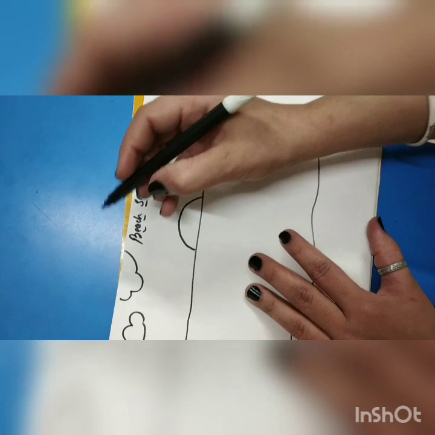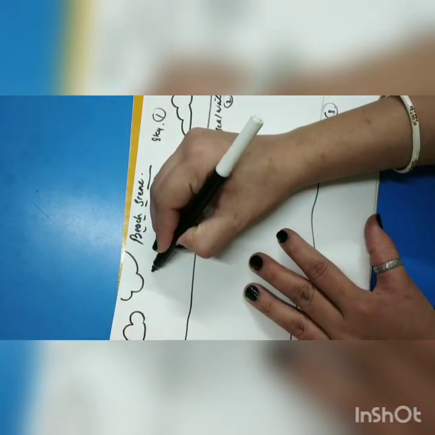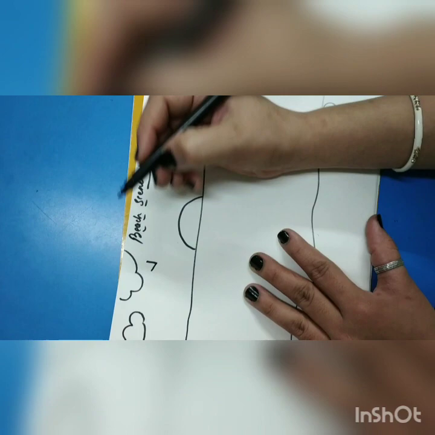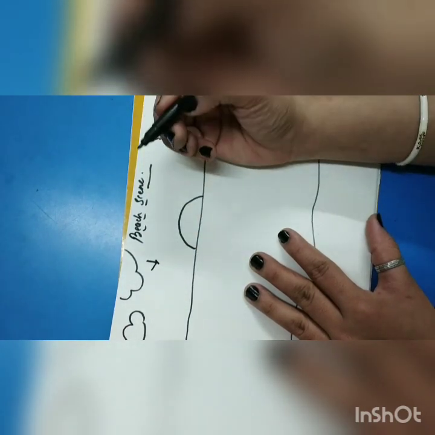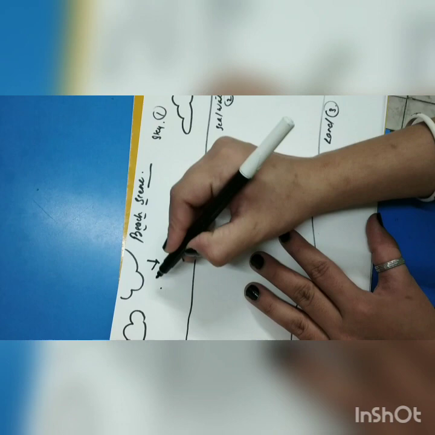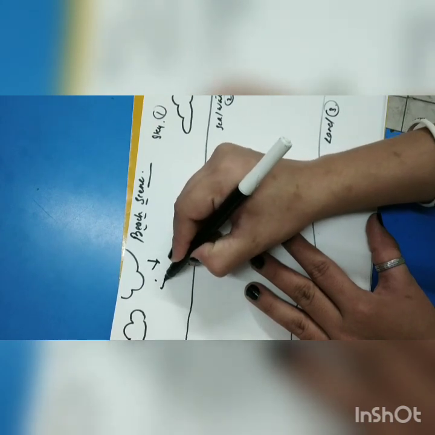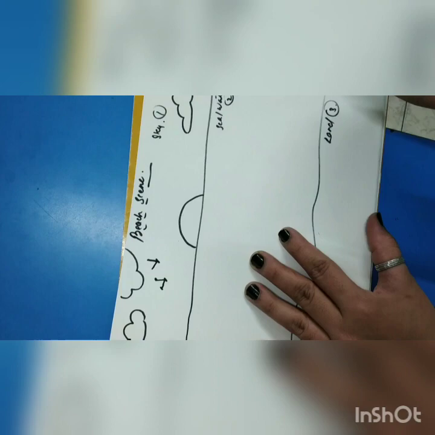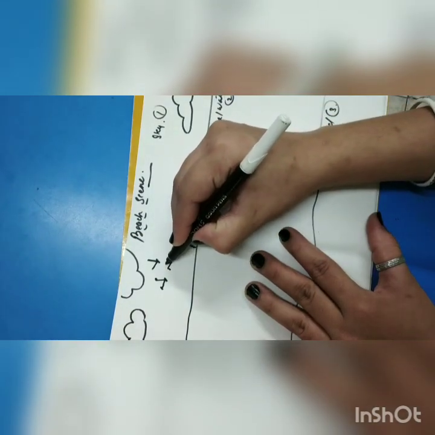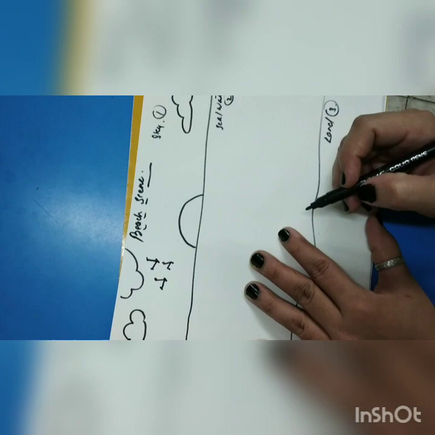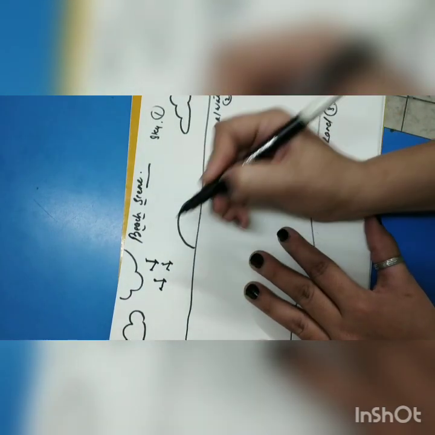Done. Now we can add birds. Okay? We can add birds in the sky. So to make a bird you need to make a V. V for violet, right? So we need to make a V shape and one small this. If you want, you can make your V and then this. So for the birds you can make this. Draw the birds.